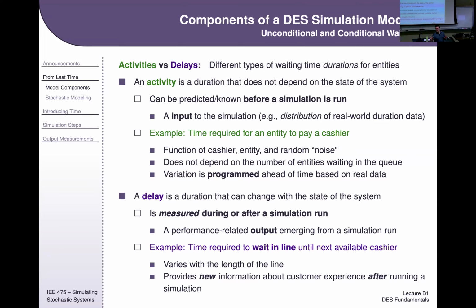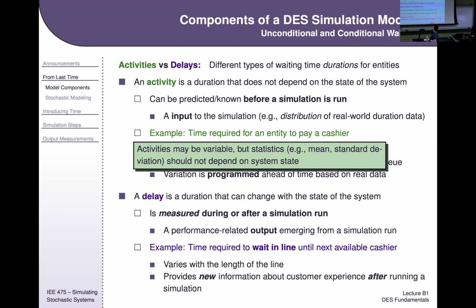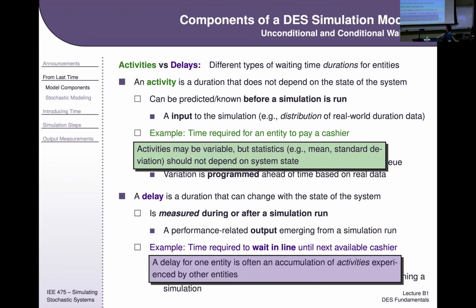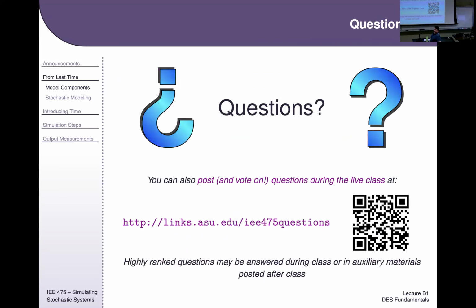All right, any other questions about that? Activities versus delays. Inputs versus outputs. Okay, so activities can be variable, but we've got stats. A delay for one entity is often an accumulation of activities experienced by others. That's what I just said. Okay, questions about that review?